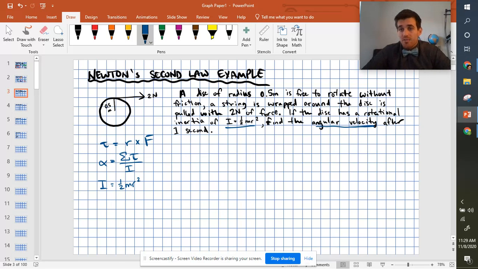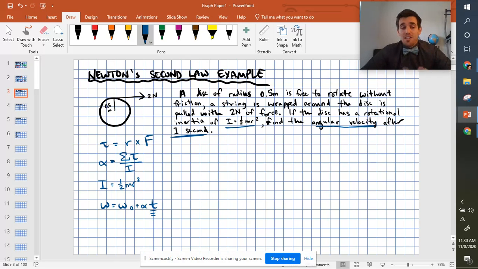We also have in the problem the formula for the rotational inertia, 1/2 mr squared. And finally, we're trying to find angular velocity after 1 second. So this is going to be a rotational kinematics problem. We have a couple different kinematics formulas we could use. We could use omega equals omega naught plus alpha t, and that's the one we're going to use. There's two more, but this is the one that has time in it, and we don't have anything in our question about angular displacement.